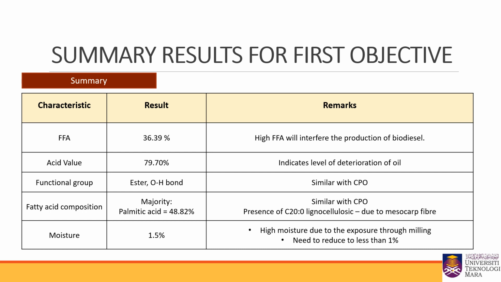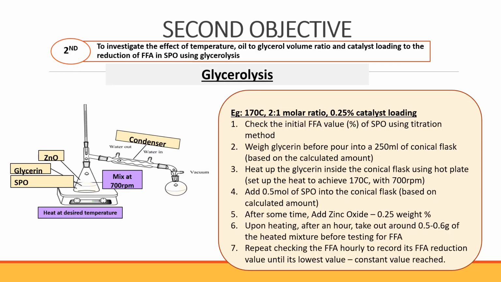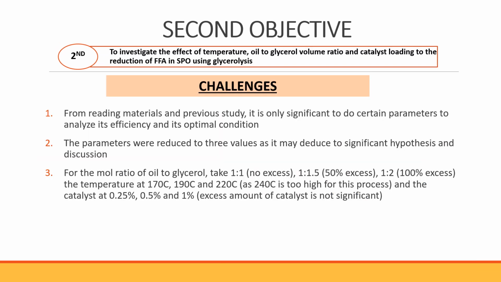Okay, so for the summary of the results, the SPO has an FFA of 36% and a value of 79%, with a functional group similar to the CPO, which means it is feasible. Fatty acid composition had the majority of fatty acid and moisture of 1.5%. So for the second objective, this is the method, but then we will change and manipulate the parameters.